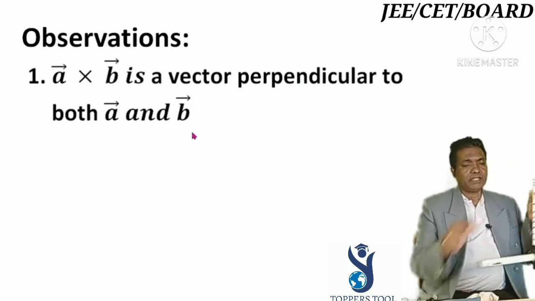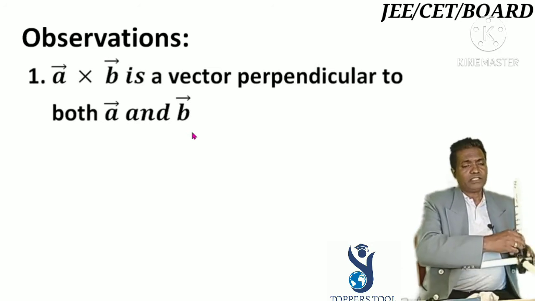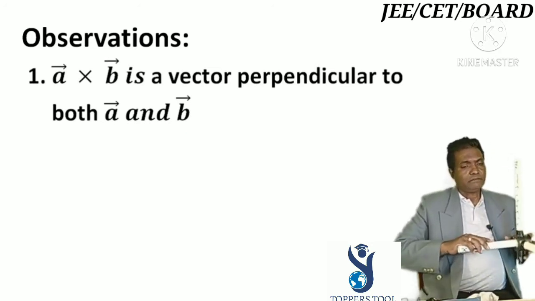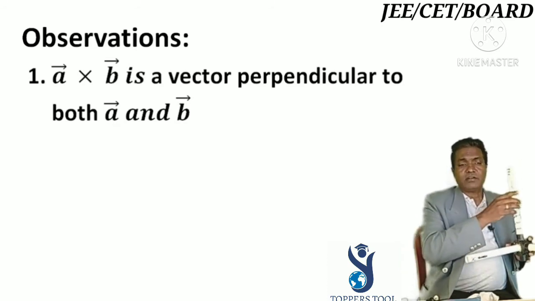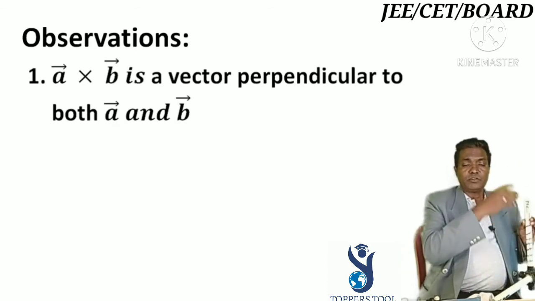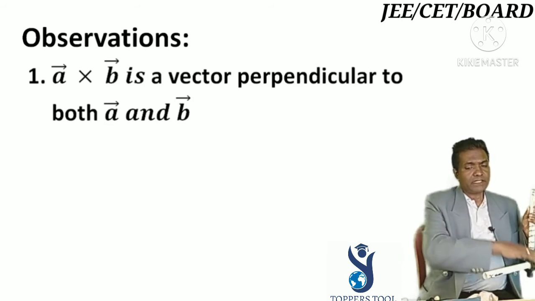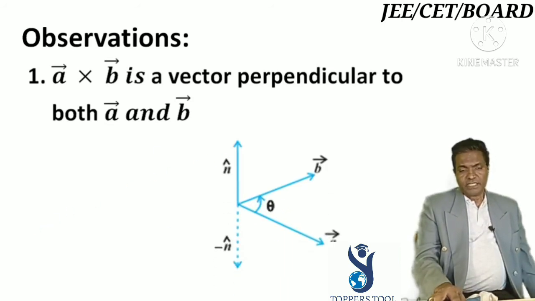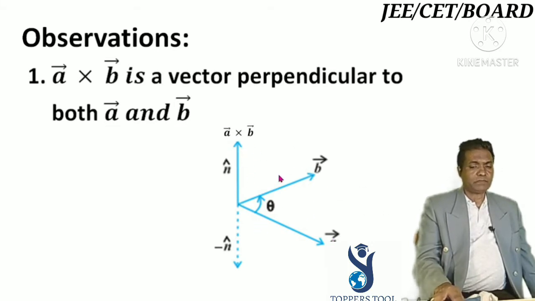As I mentioned, A cross B is along this direction, which is perpendicular to vector A and vector B. So A cross B is a vector quantity which is perpendicular to both vector A and vector B. Here, this is vector A, this is vector B, and this is the vector A cross B, which is perpendicular to both A and B.